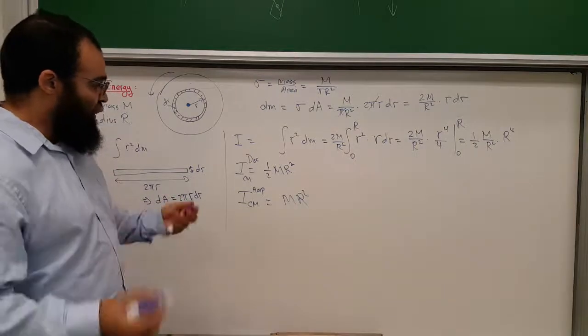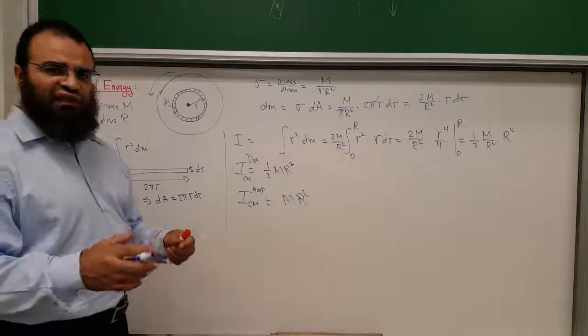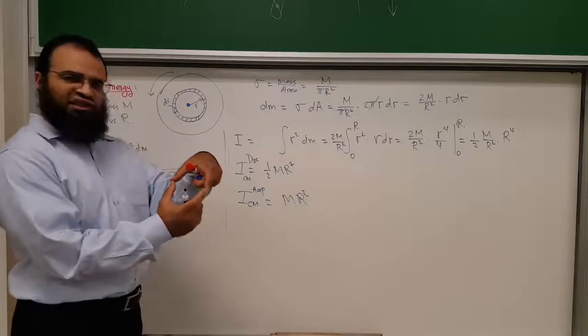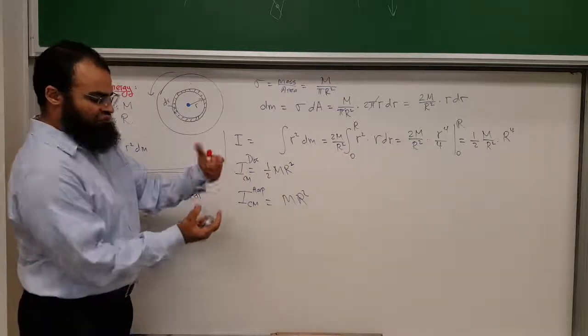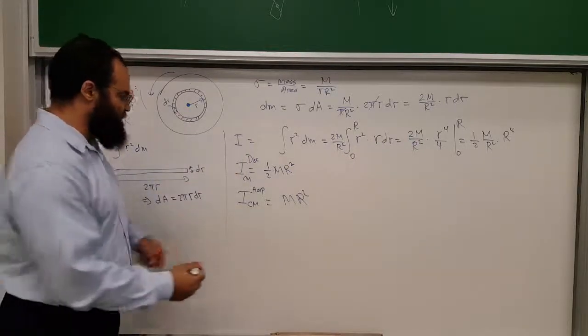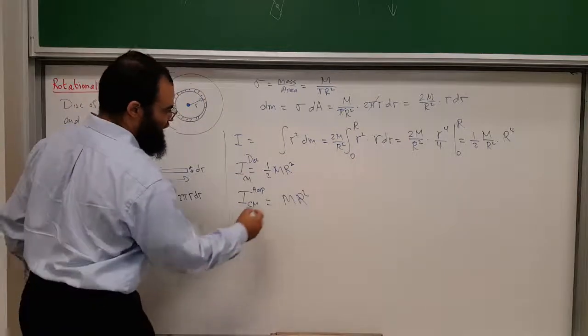Now, there are other things. A cylinder is like a disk, but you have a stack of disks, all of them at distance R. So for a cylinder, it would be exactly like a disk.